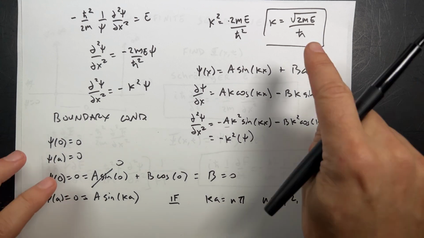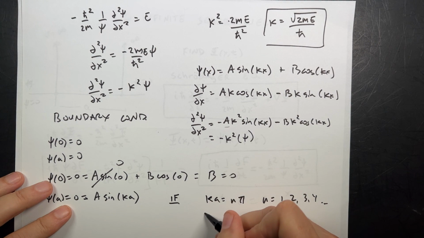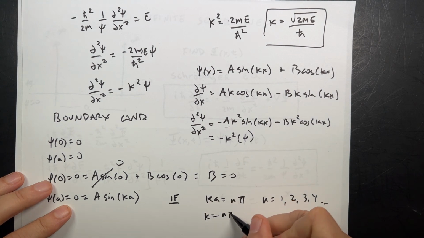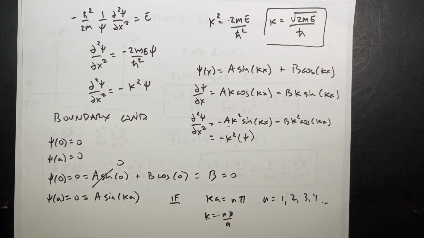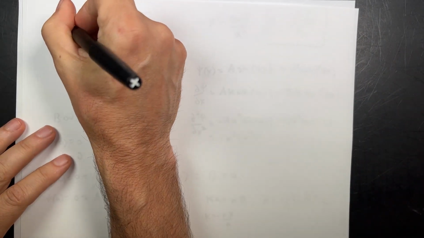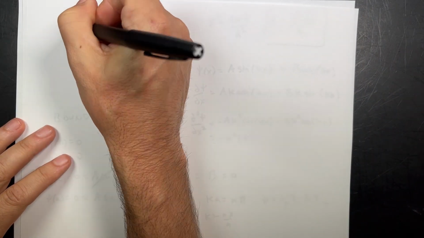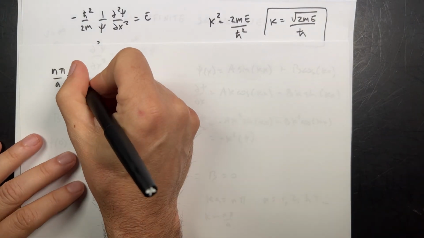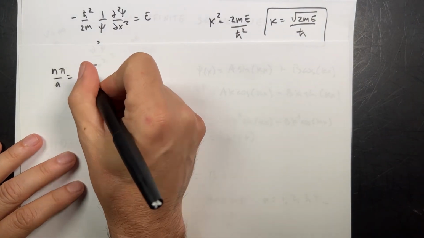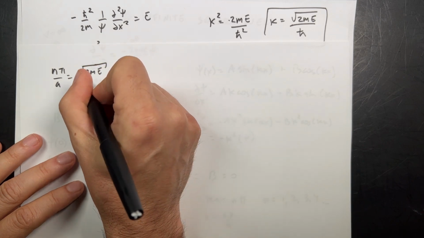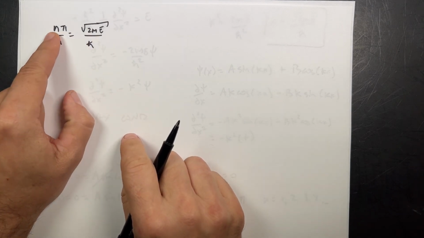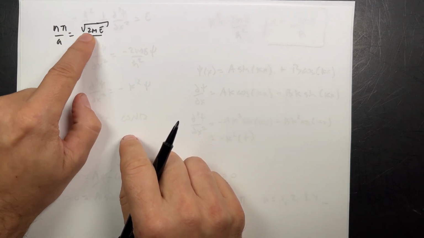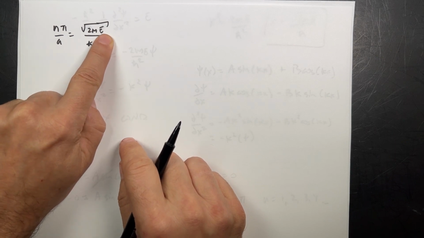So I can go back up here. Now if k is n pi over a, and I put that in up here, then n pi over a is equal to the square root of 2mE over h bar. So that's kind of important. But look, n changes, pi is constant, a is constant, h bar is constant, the mass is constant. That means that I can only have certain values of E.